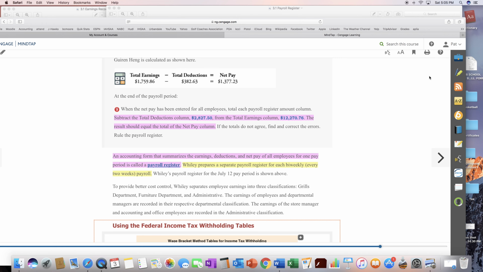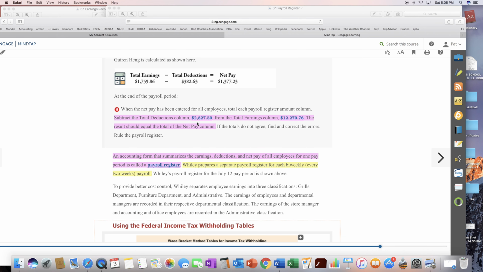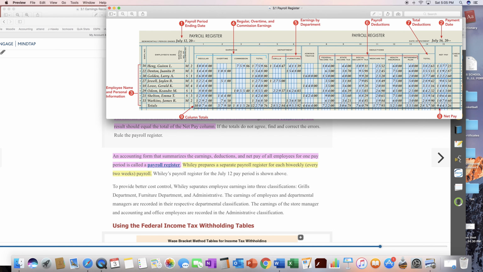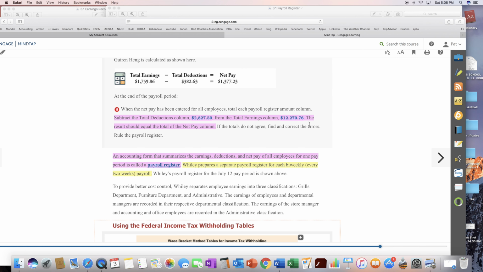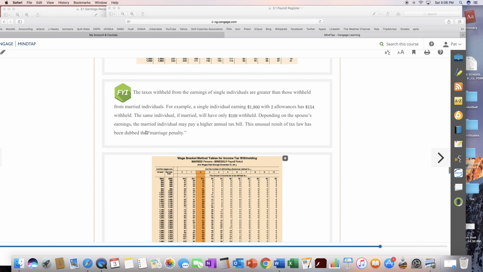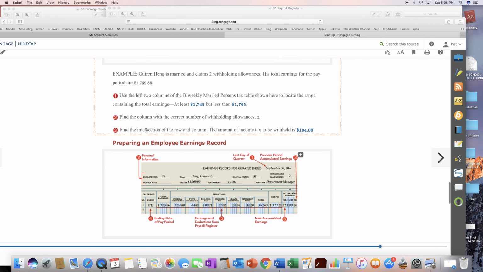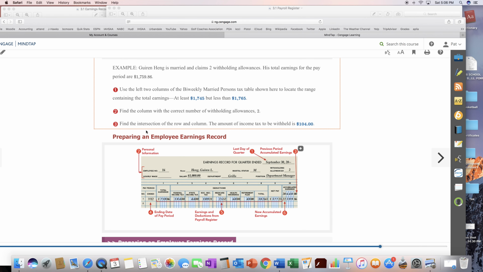To figure out at the end, subtract total deductions, $2,827.50, from the total earnings to get net pay. All this is going to be done. This form, the payroll register, is what we're summarizing our earnings and deductions for. Wiley prepares a separate payroll register for each biweekly payroll. That's a question, because biweekly means what? Every 2 weeks.